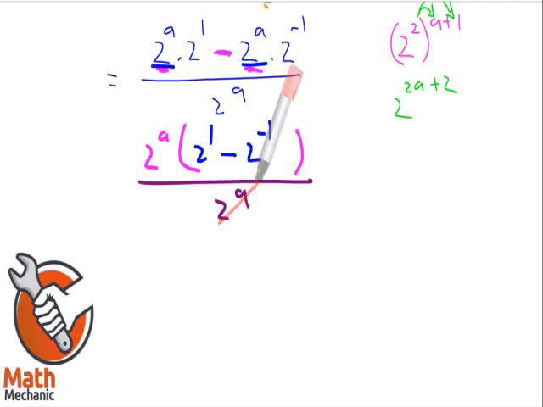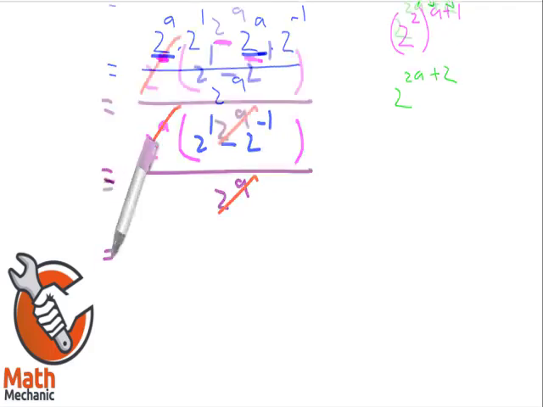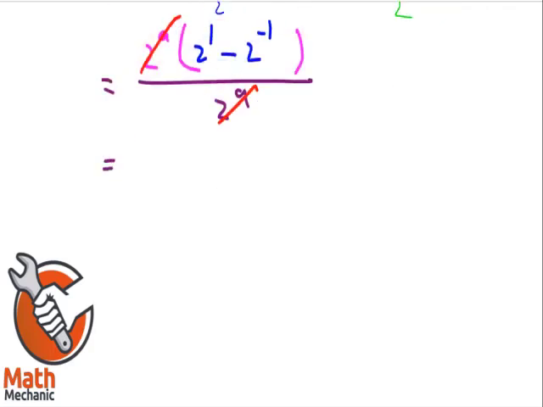And then you'll notice that those two can actually cancel. And what you are left with now is just numbers. 2 to the power of 1 minus 2 to the power of minus 1 is 2 minus a half, which is 1 and a half. And there we have the final answer to this expression.